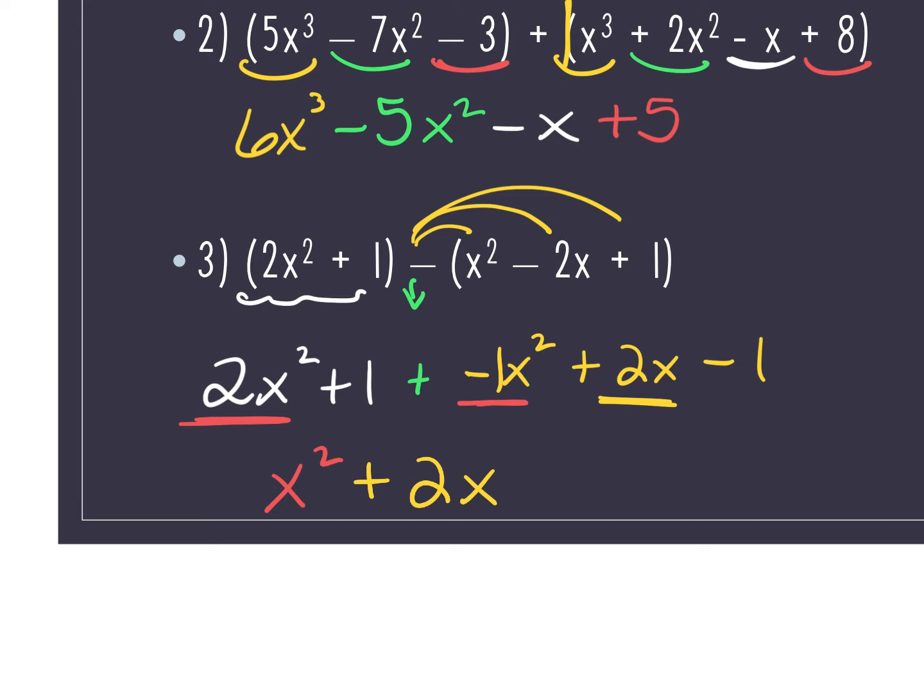If you didn't do the keep flip change, you might have thought that that should have been a negative 2x. But once we did the keep flip change, it's now a positive 2x. And then now I'm going to combine my constants, but it's positive 1 minus 1, and that's 0. So I don't need to combine anything there. So my final answer is just x squared plus 2x.